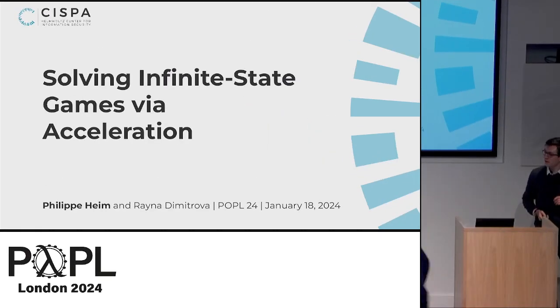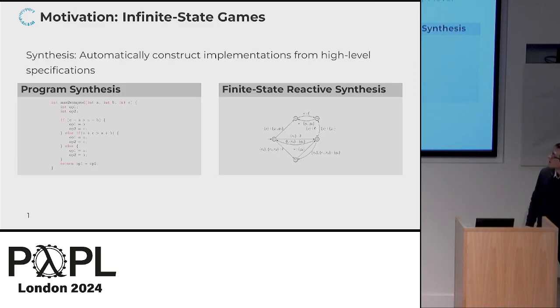Thanks for the introduction. I'm Philippe, and I'm presenting work together with my supervisor, Rayna, and I'm going to tell you how we solve infinite state games with acceleration. To start, the overall problem that we want to solve is synthesis. In synthesis, we want to automatically generate some implementation for some system from some specifications such that the system is correct by design. And there are two main directions in synthesis.